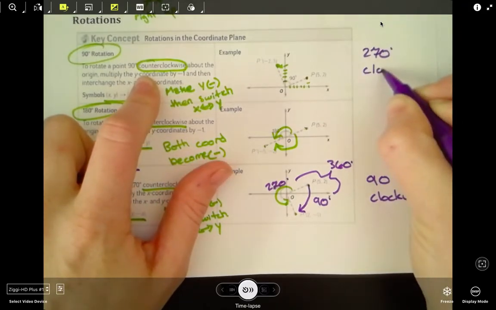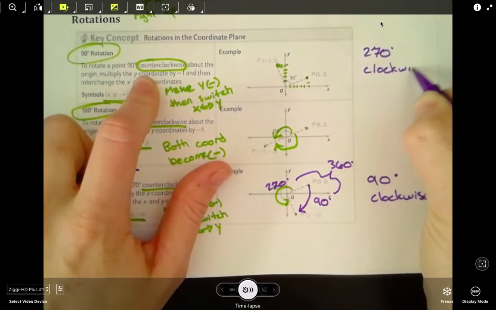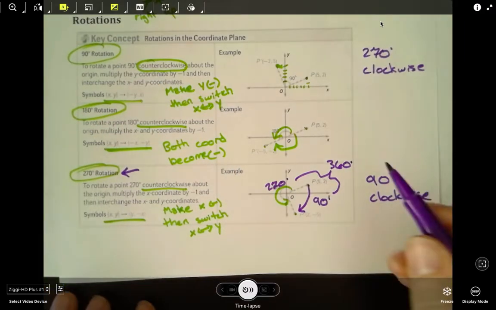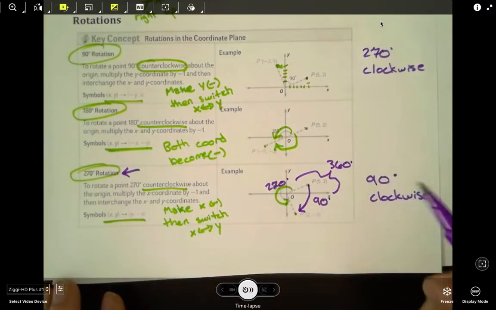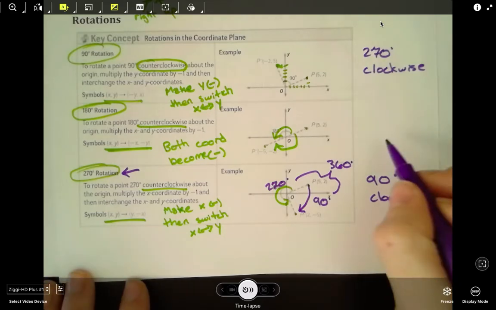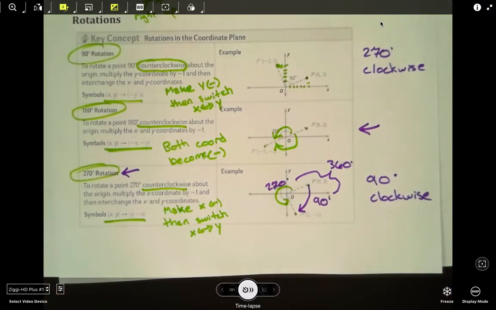So this is 270 clockwise, right? And what if I do 180 counterclockwise or clockwise? It just stays the same as that one, right? Because 180 clockwise and counterclockwise are the same. Okay? All right, so let's do this on here.